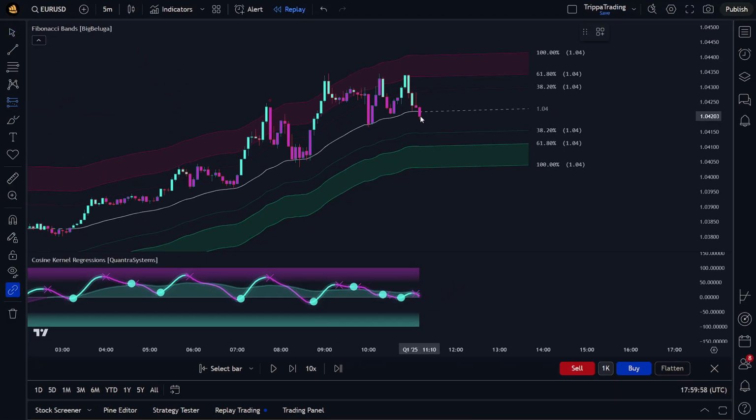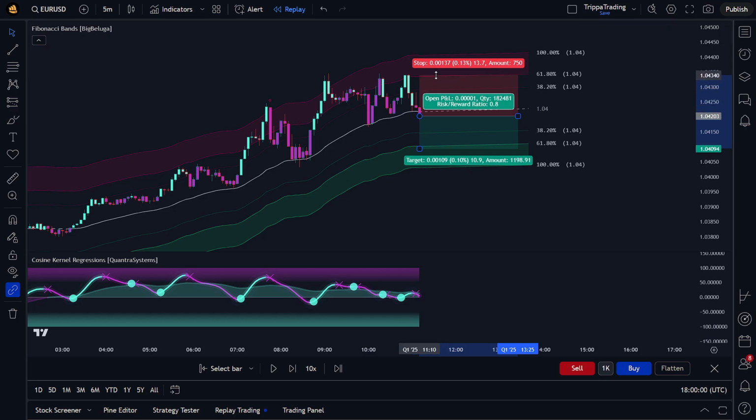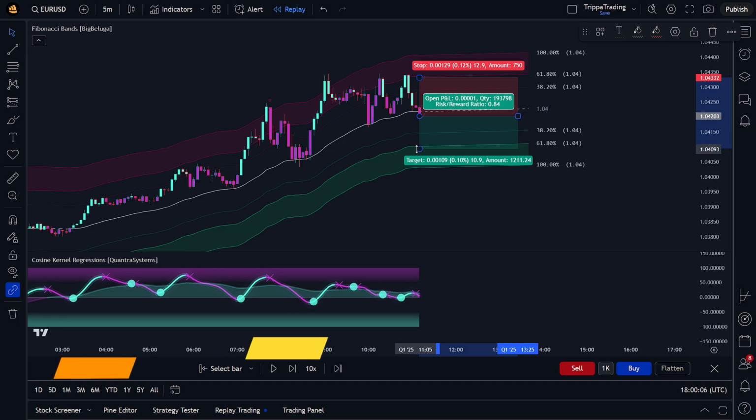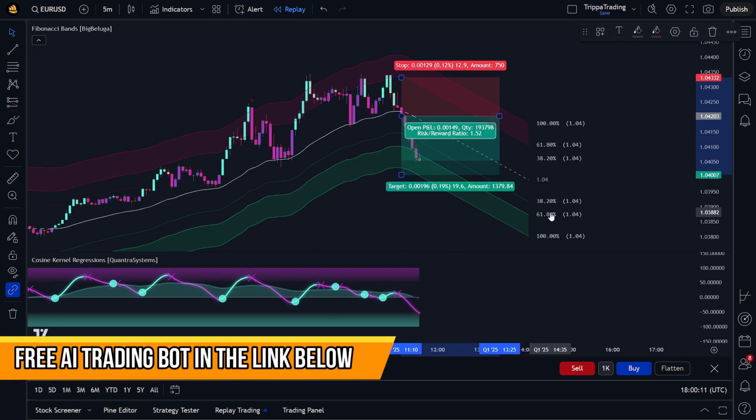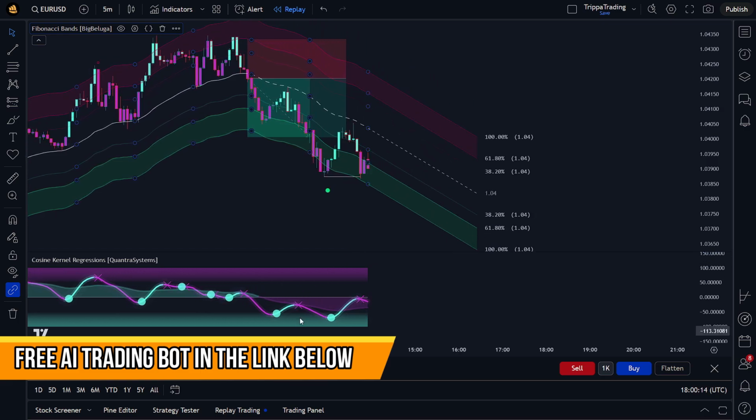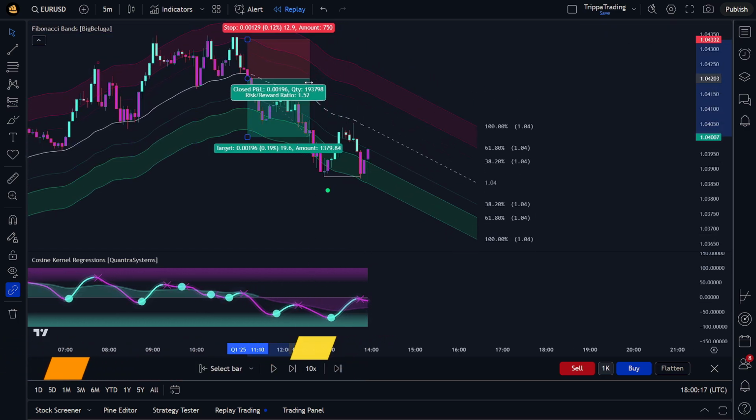The stop loss will be set at the second line of the Fibonacci indicator, which is this one right here, and the take profit will remain the same, 1.5. Let's see if this would be a successful trade right here. Now, let's go through some other sell trade examples.